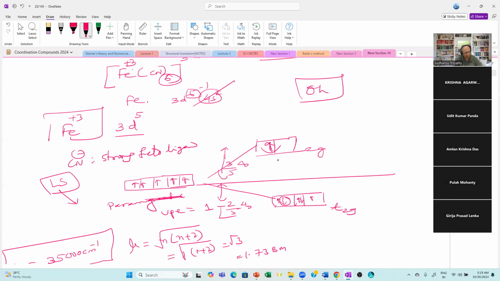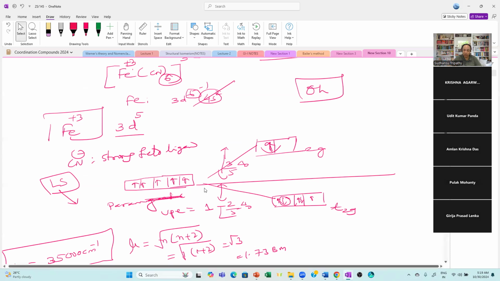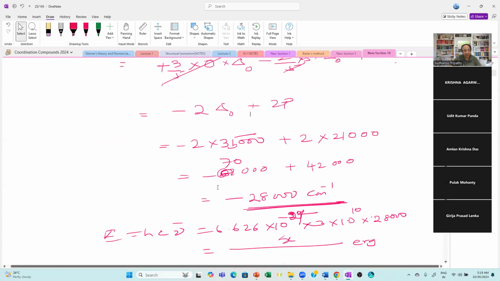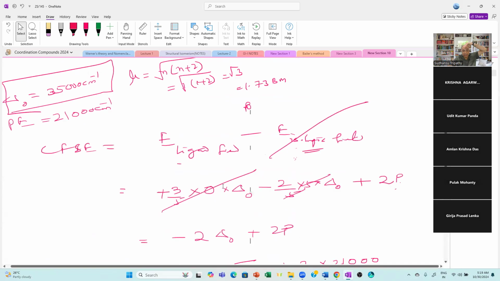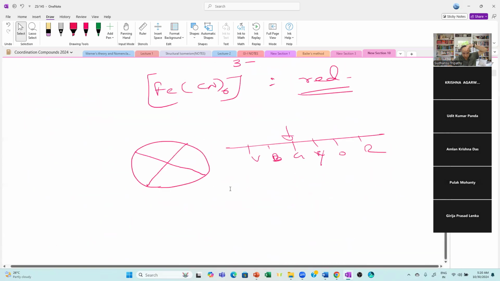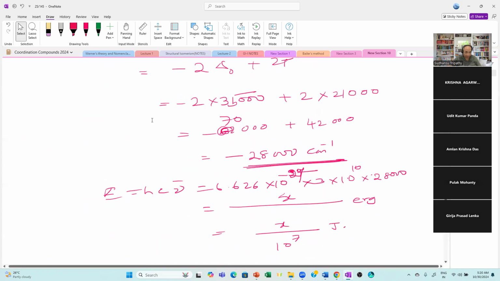So what strikes my mind is that the absorption is such that its tail is coming towards the green region here, and therefore we see the red color.